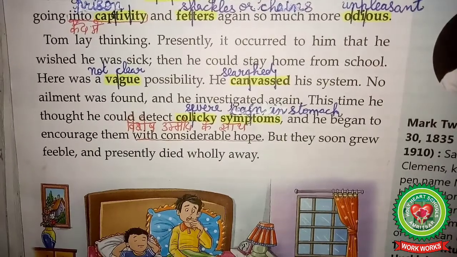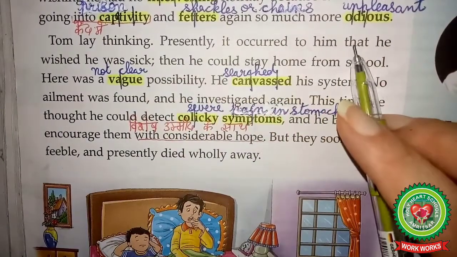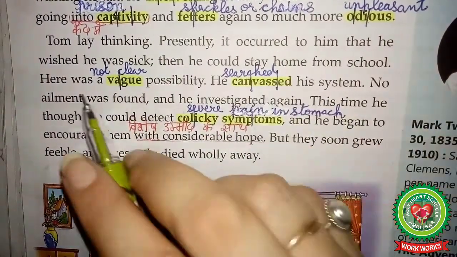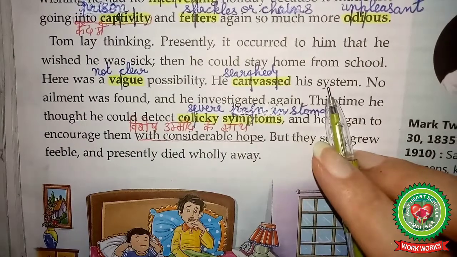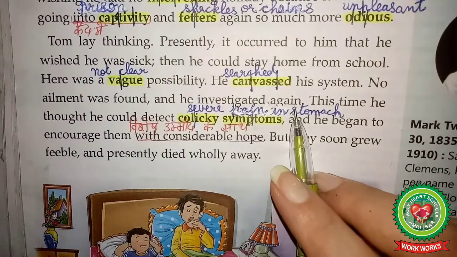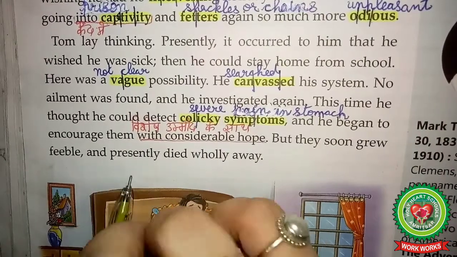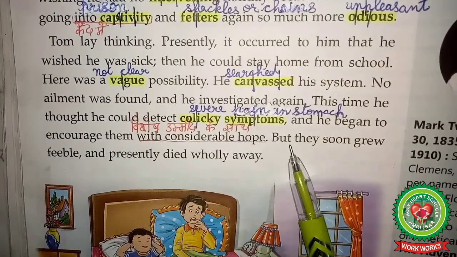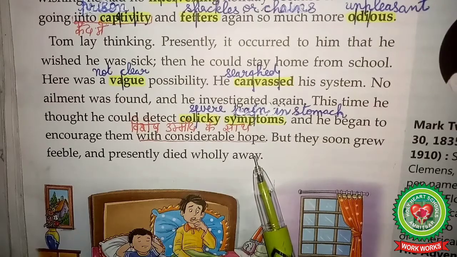Now let's proceed further. Tom lay thinking. Presently, it occurred to him that he wished he was sick. Then he could stay home from school. Here was a vague possibility. He canvassed his system. No ailment was found, and he investigated again. This time, he thought he could detect colicky symptoms, and he began to encourage them with considerable hope. But they soon grew feeble, and presently died wholly away.